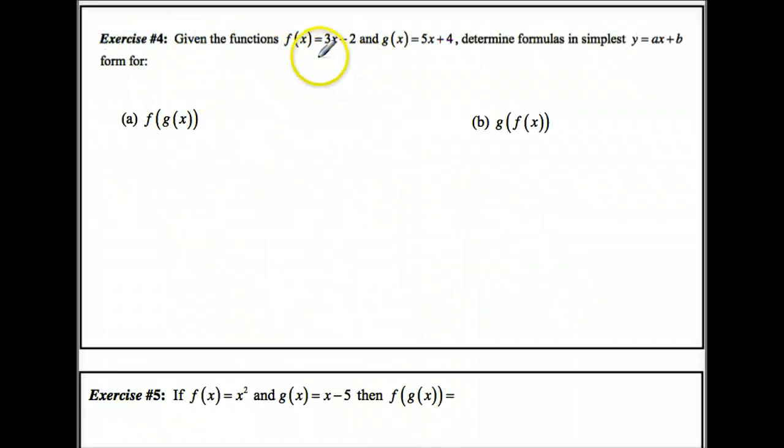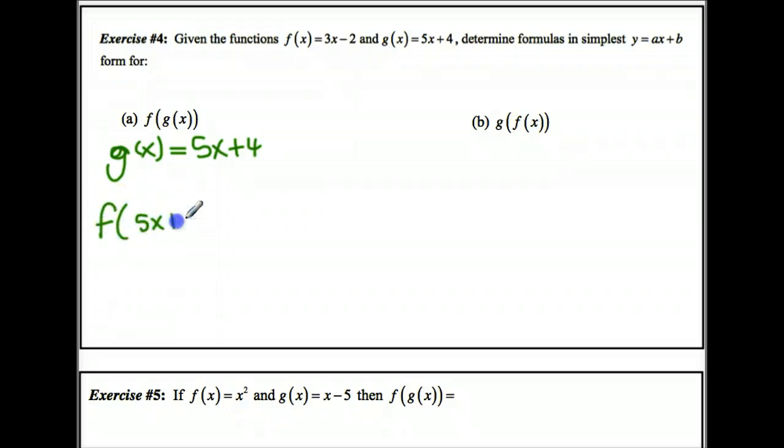Given the function f of x is equal to 3x minus 2 and g of x is equal to 5x plus 4, determine the formulas in simplest y equals ax plus b. Alright, so not as complicated as it looks. Work inside g of x, 5x plus 4. Now I want to find f of 5x plus 4.